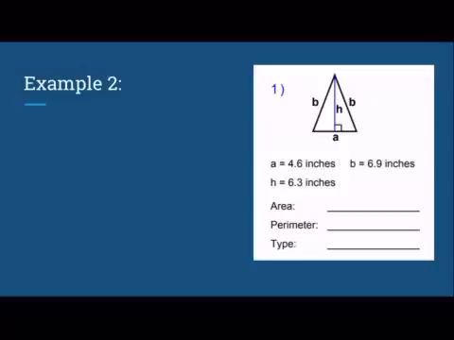Alright, example 2. So, this is actually the first problem of your homework for tonight. I want you to find the area, the perimeter, and what type of triangle it is. So let's start with the type. I think the type will be the easiest part. So you can clearly see we have two sides congruent to each other. And when we have a triangle with two sides congruent, so one side is B and the other side is B, it's going to be an isosceles triangle. So right there for type, I want you to write isosceles triangle.